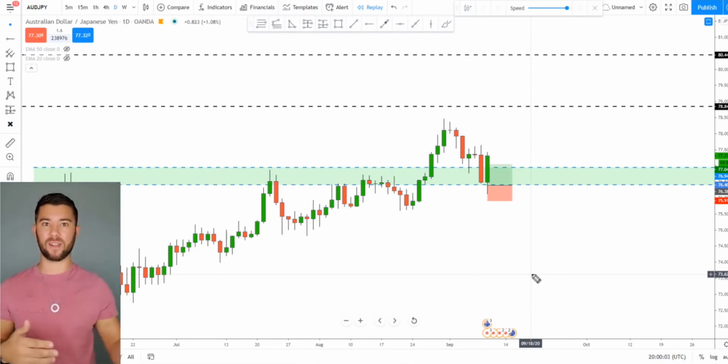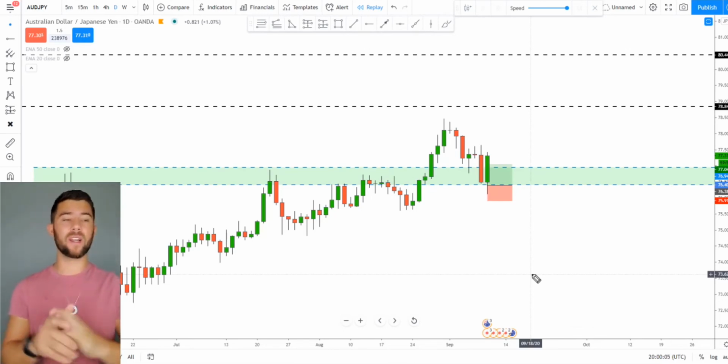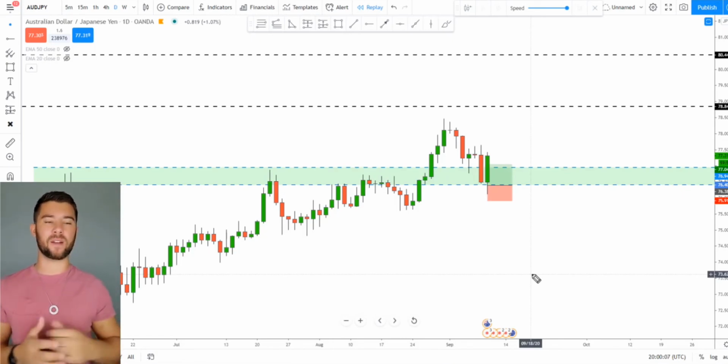This was just my first target. So that's how you do it. That's what we did on the Aussie Yen. That's the top-down analysis approach.